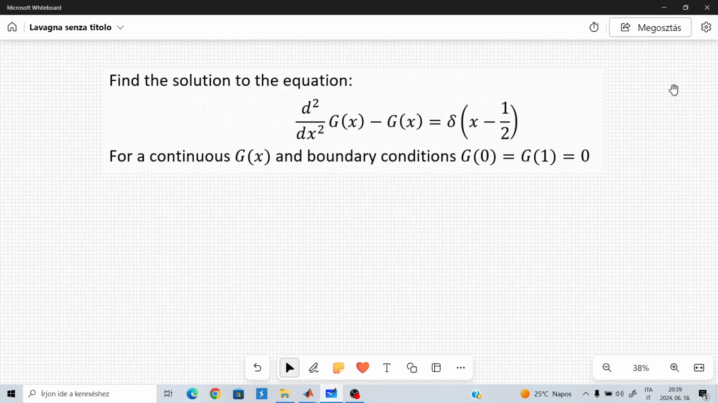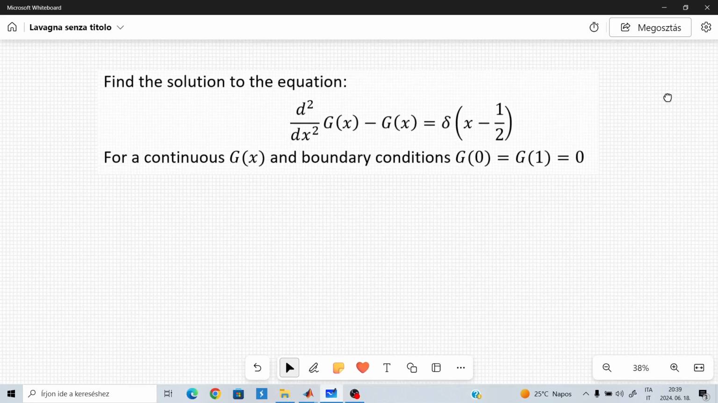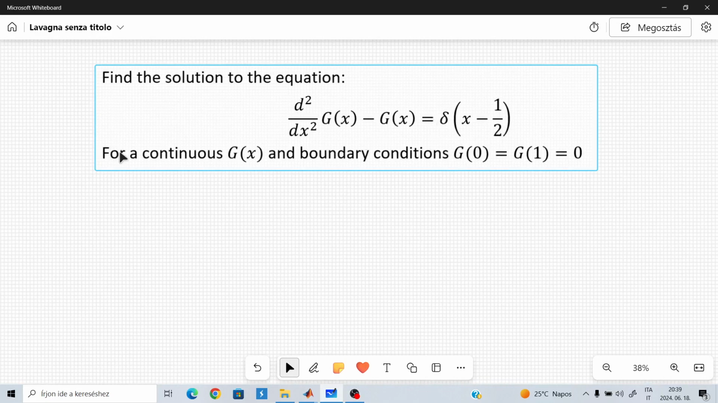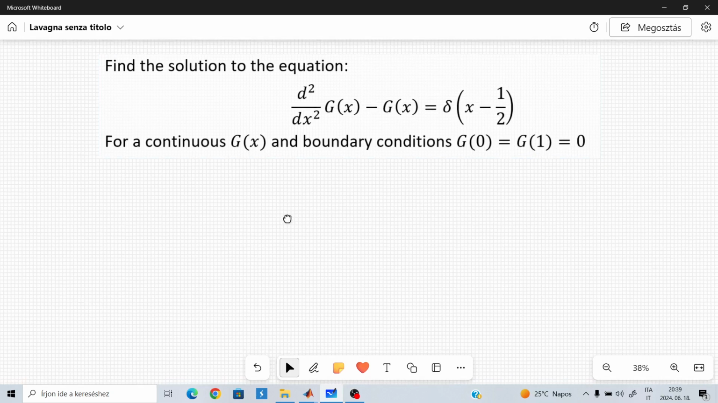In this video, I want to solve this problem. It will be a quick problem. I have a differential equation with the presence of a Dirac delta, and at the same time, you also have these boundary conditions that the function g, which is continuous, is equal to 0 at x equal to 0, and at x equal to 1. So g of 0 is equal to g of 1, which is equal to 0. So how do we solve this problem?